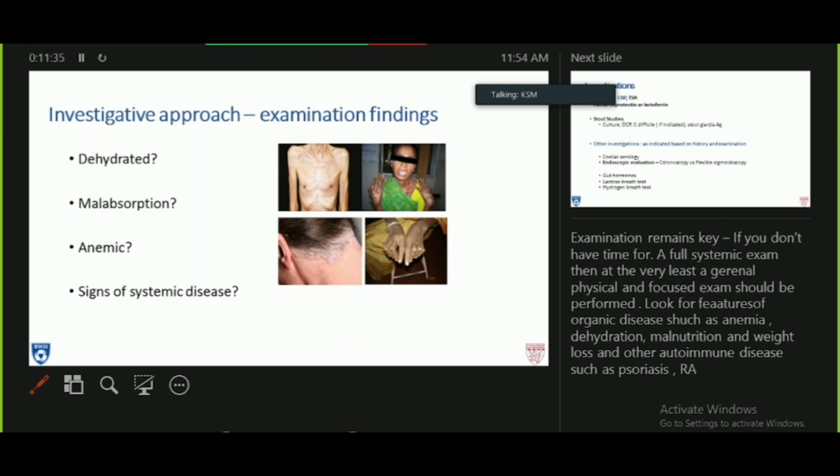These are just some examples, and I know everyone's really busy in clinic, but if you can do this sort of targeted exam, thinking about your differential diagnosis, that can really help make life a lot easier in the long run.